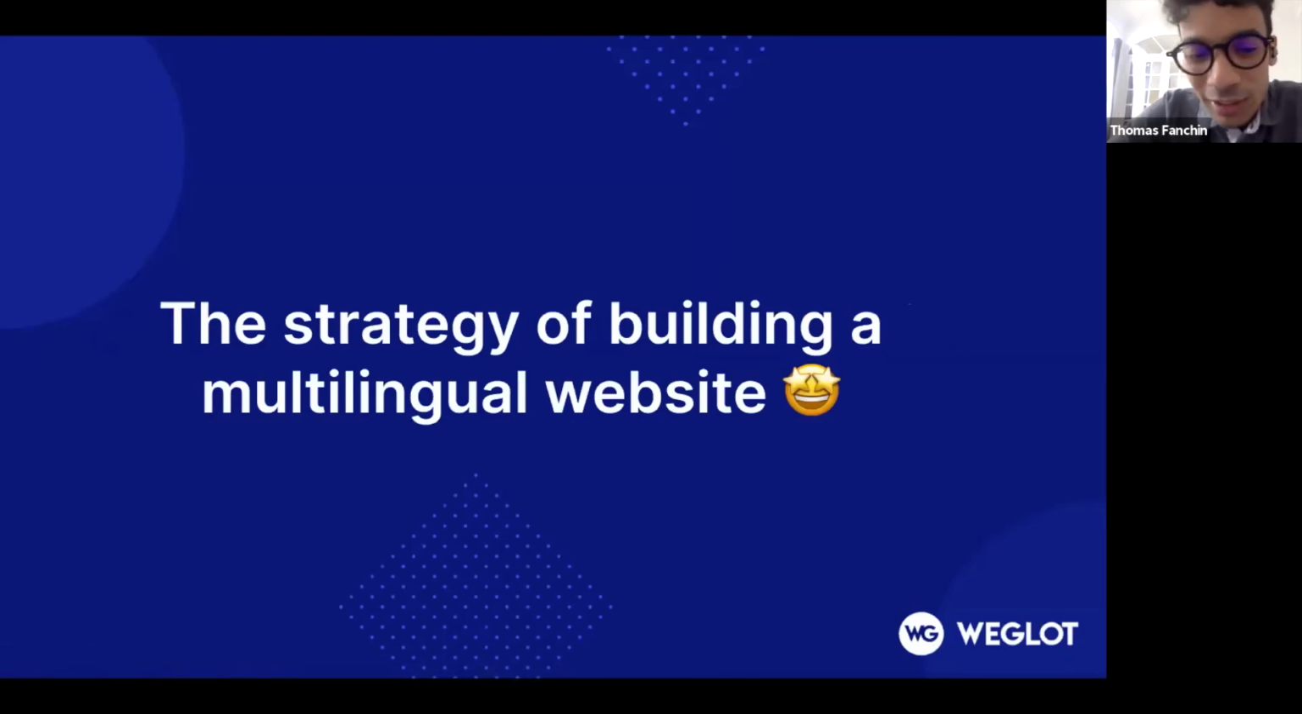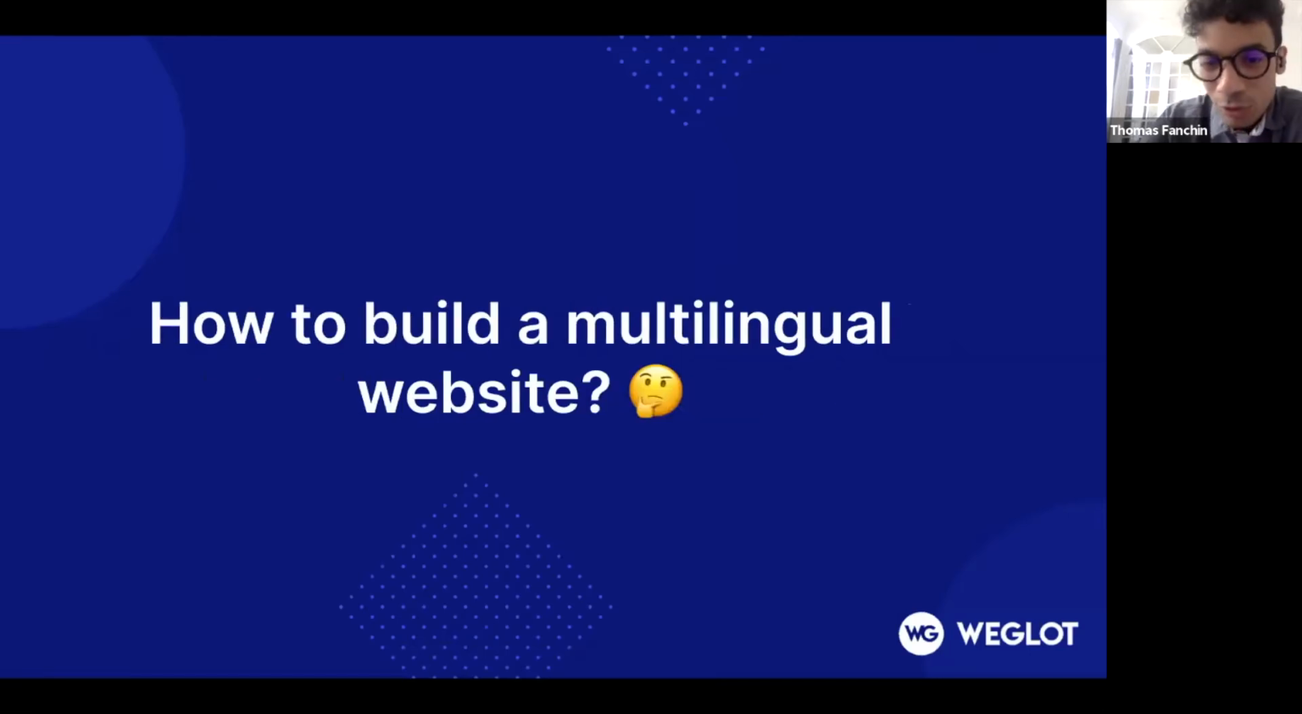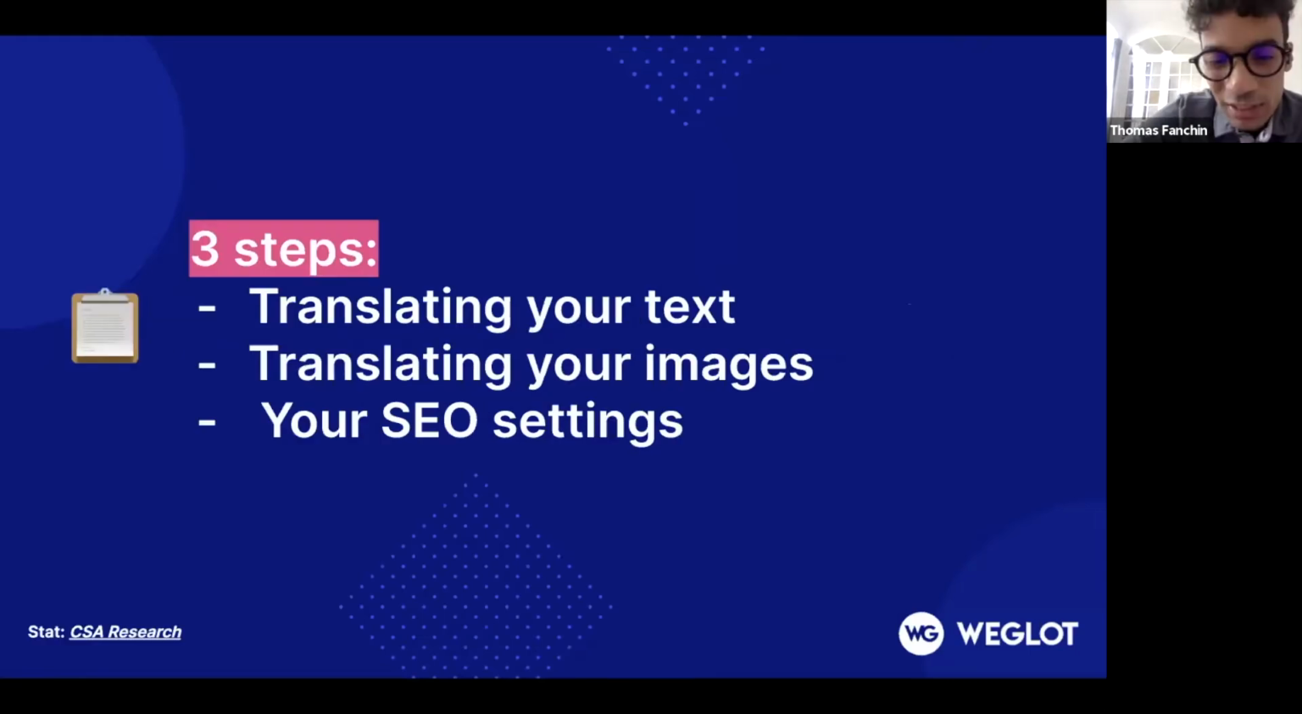The strategy of building a multilingual website. So the first thing that we are going to view is actually how to build a multilingual website. I've built a 3-step guide to actually help you in it. So the first thing that we're going to view is about translating your text. The next step is translating your images. And next, we're going to talk about the SEO settings.